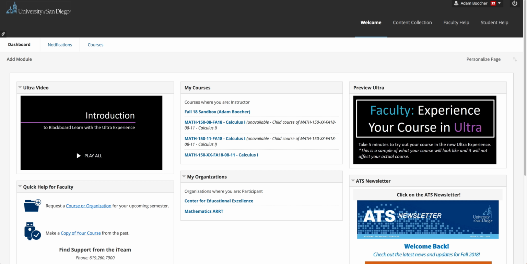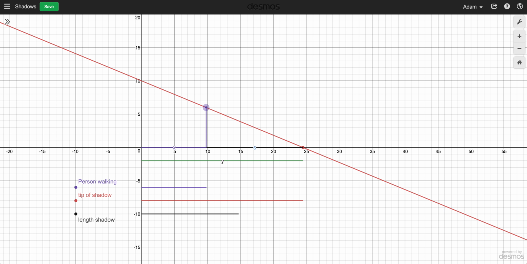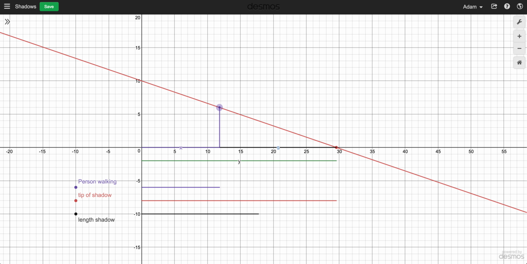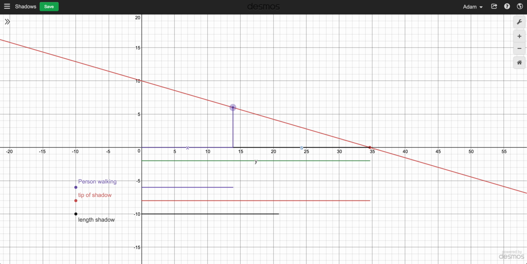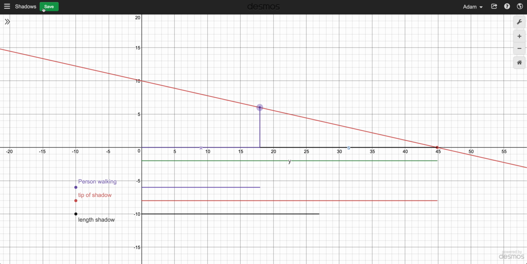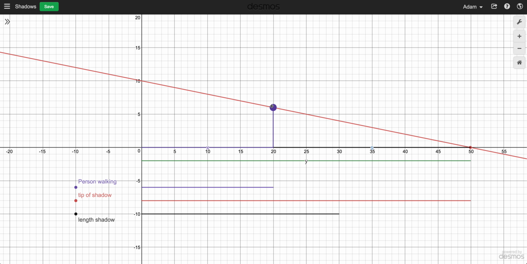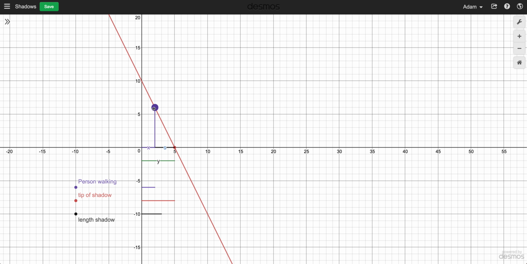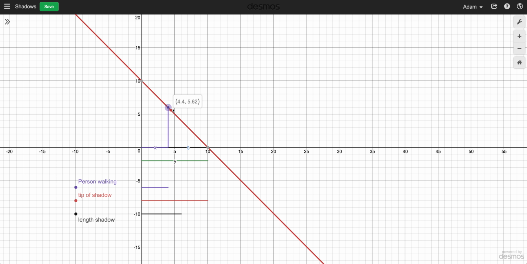Right. Hello everyone. I wanted to make a video with a hint and some cool animations about the problem about the shadows. I have this Desmos animation, which I'm pretty excited about. I think it's pretty cool. And what this is representing is this pink or purple thing here is representing our person.